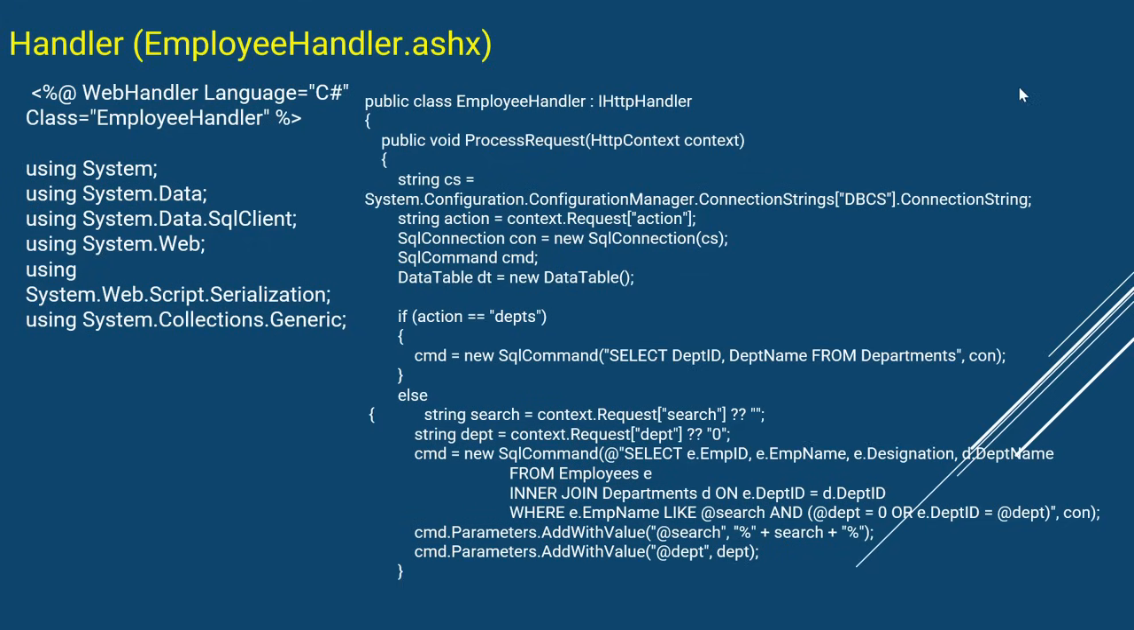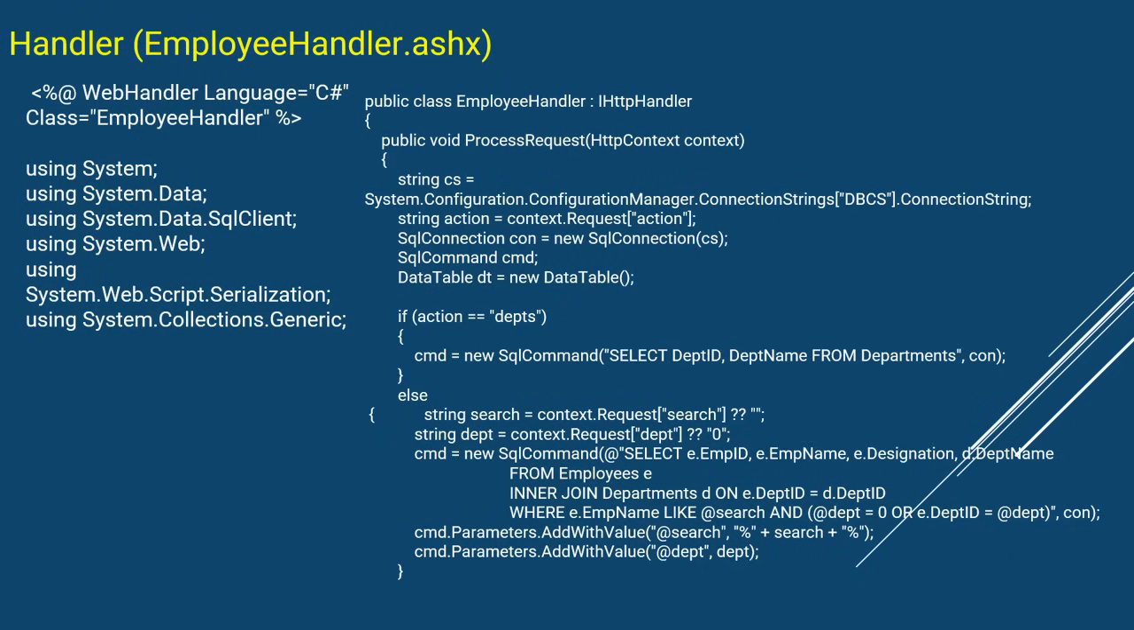It initializes a SQL connection, a SQL command, and an empty data table. The code then checks the requested action. If the action equals depts, then the query is set to cmd. If the action is departments, it selects all department IDs and names from the departments table. Otherwise, the default action is likely employee search.